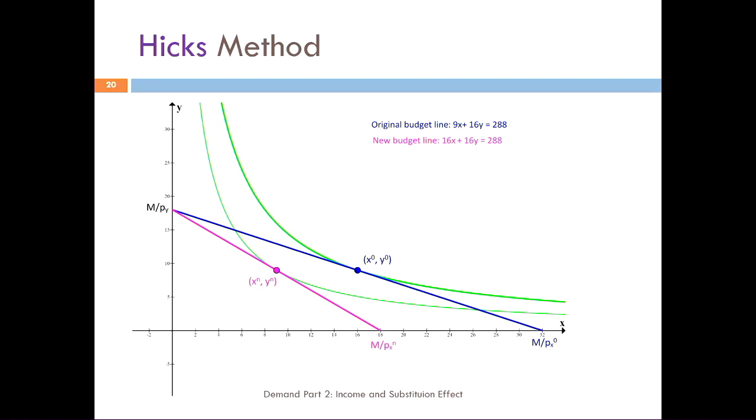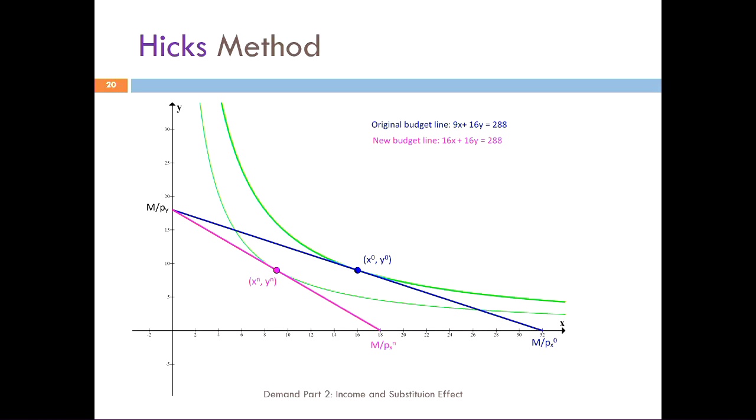All right, so let's consider the situation here. The example we had last week is that your original price of X was 9, and the original price of Y is 16, and you had income of $288, and there's your budget line in blue there, your original budget line.